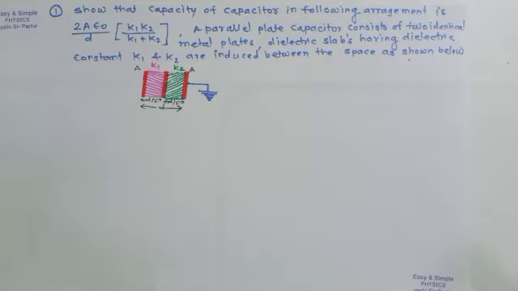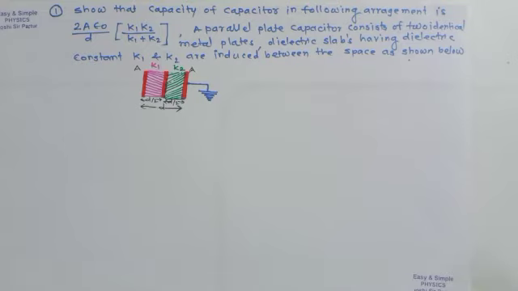Today we learn about chapter number 8, Electrostatics. In this chapter we learn how to find the capacity of a parallel plate capacitor with dielectric medium or without dielectric medium between the two plates of the capacitor.